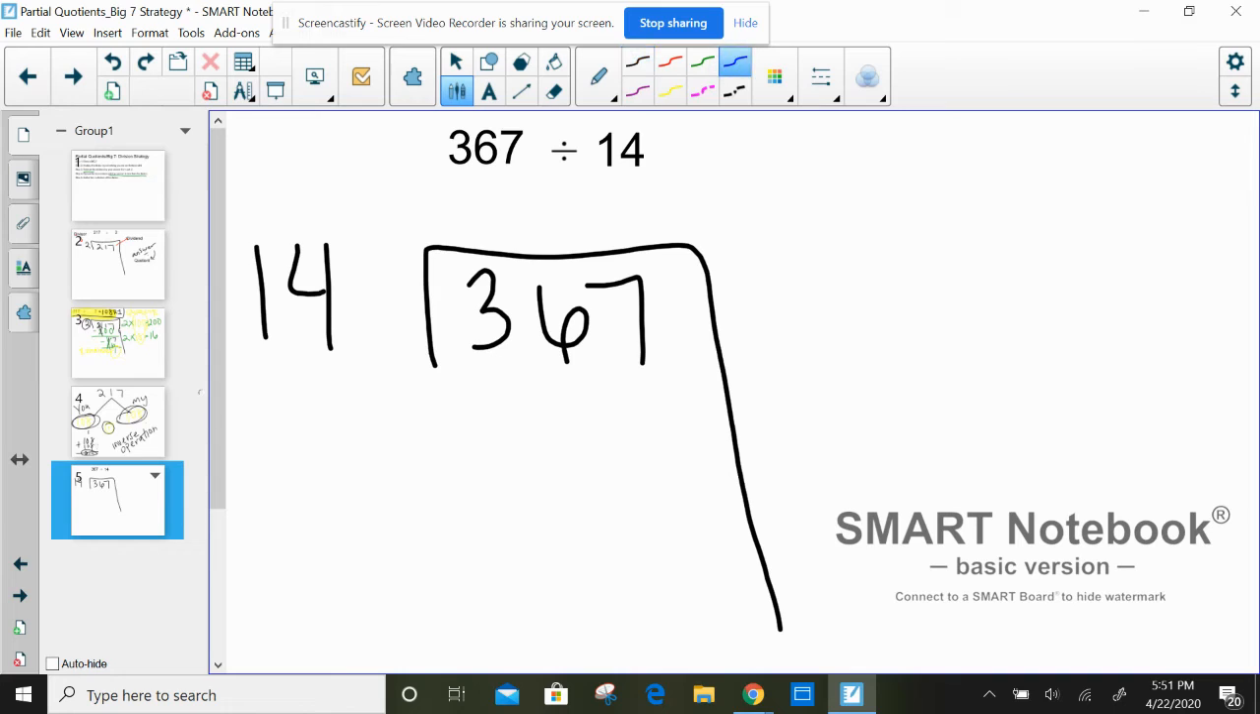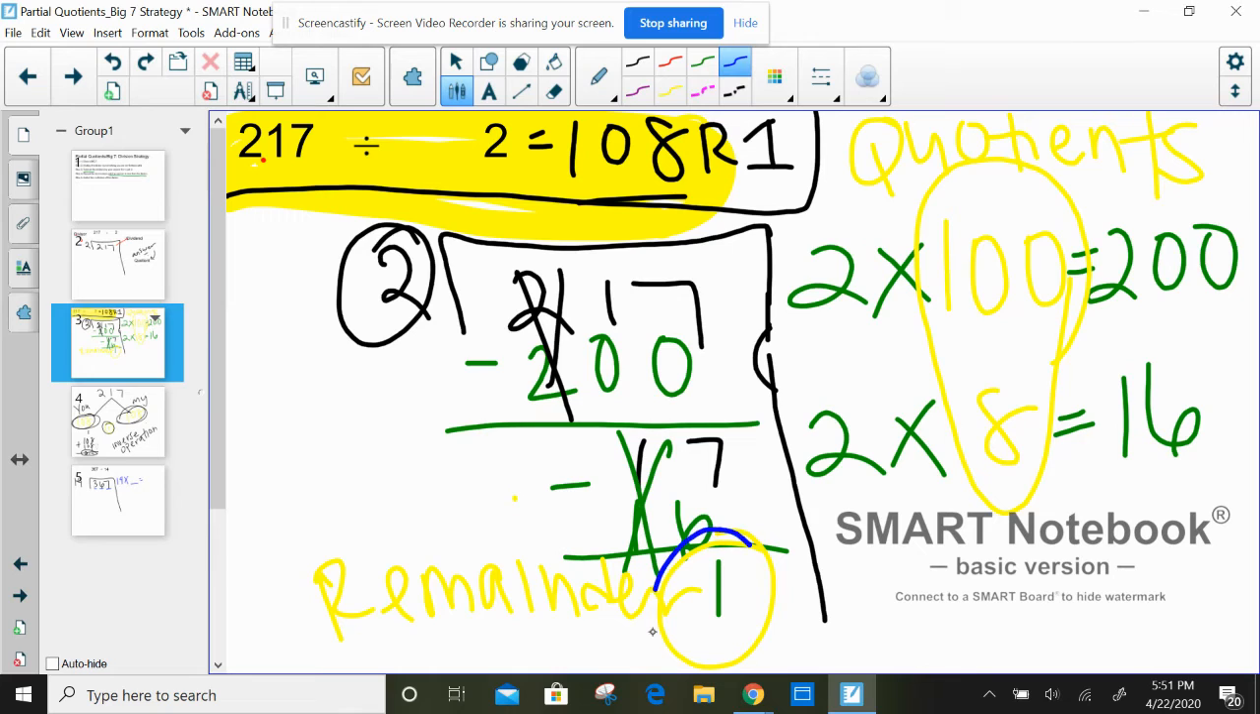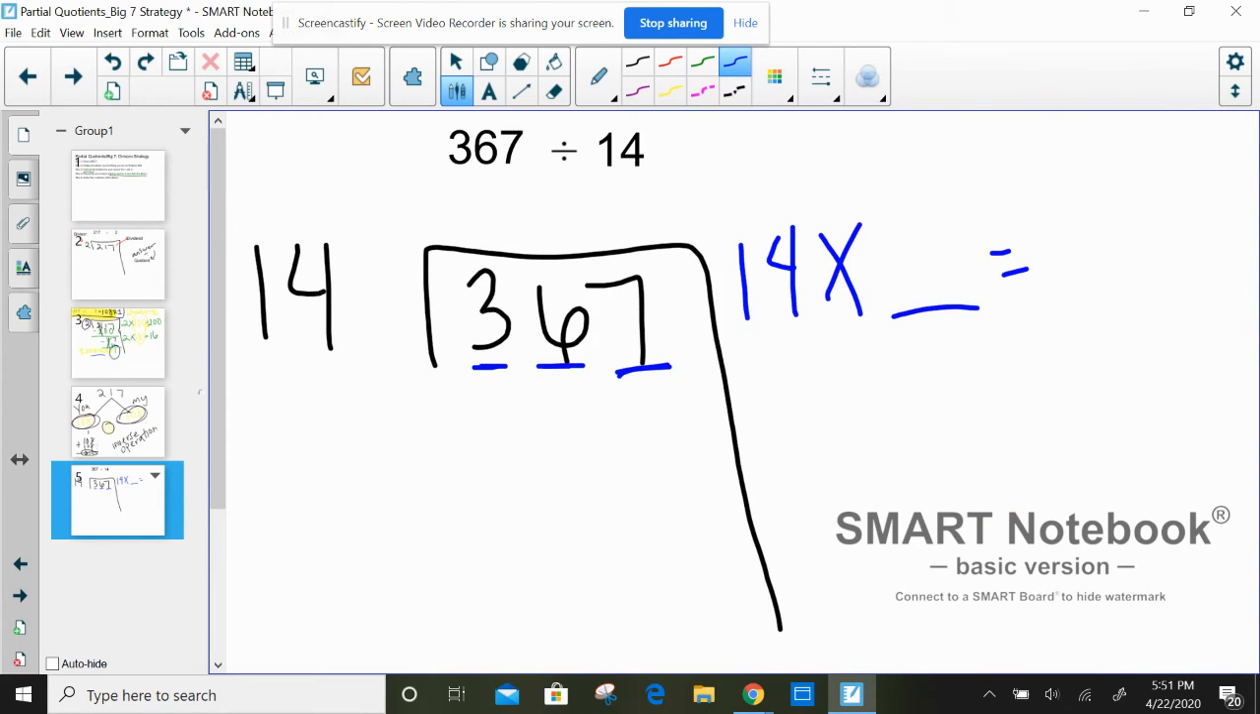So now you're going to say 14 times what gets me close to 367, okay? So we want to break this number down as small as we can. We might not get down to 0, because see here we had a 1 left over, so we had a remainder 1. If we can get this down to 0, that means we'll have no remainders, okay? So let's see, 14 times what?